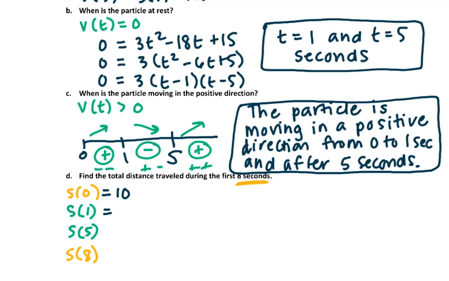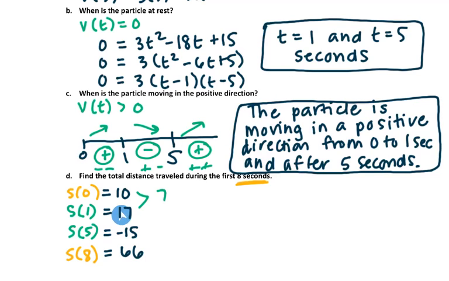And then S of 1, let's see, would be 1 minus 9 plus 15 plus 10. And that's going to give us 17. And then I went ahead and figured out the last two because they're a little bit more involved, but we should get negative 15 and 66. Okay. So these are the locations of the particle. Like if it were on a number line, this is where it would be sitting. So it starts at a 10 and then it goes to a 17 before it stops. So the amount of change occurring there is 7.